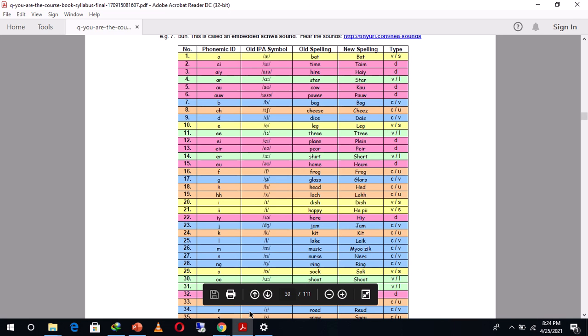While saying this word, you can touch your throat to feel the diphthong, like plane. This voice will come directly from your deep throat. Number 13 is ear. Ear, ear.